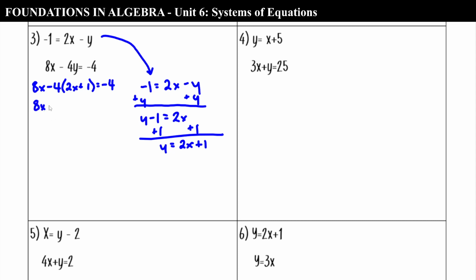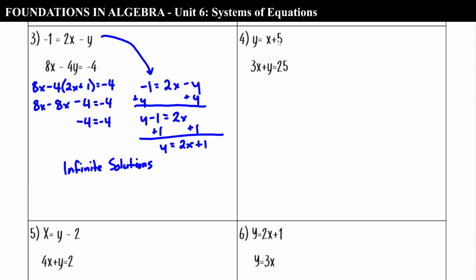So we have 8x, we'll distribute, minus 8x. Negative 4 times 1 is negative 4. 8x minus 8x gives us 0, so we're left with negative 4 equals negative 4. Now you may recall that when we have a true statement, that means we have infinite solutions. So as it turns out, both of those equations are the equation of the same line.